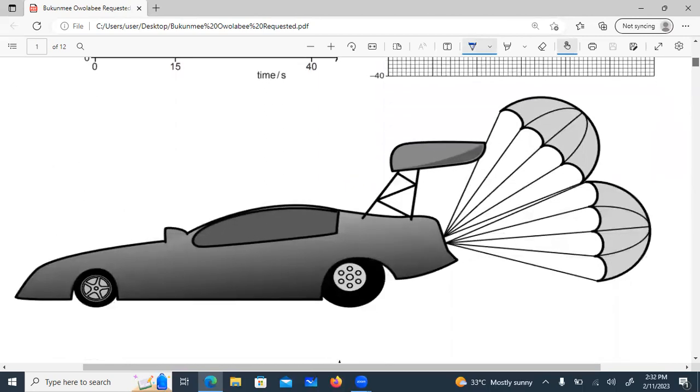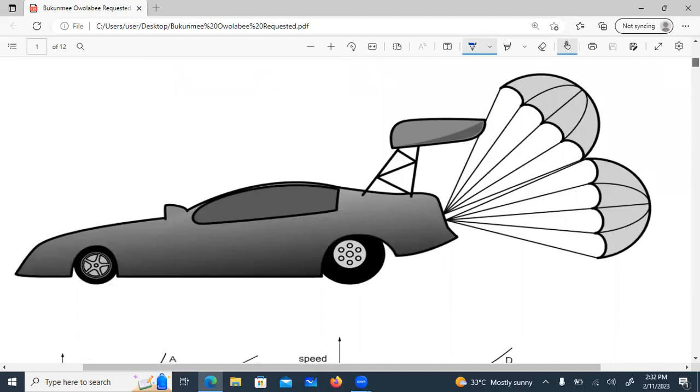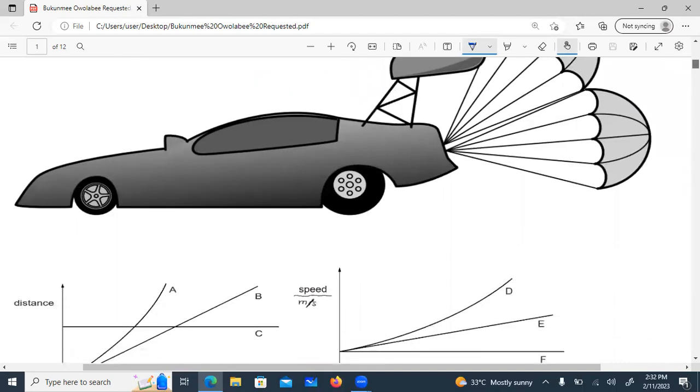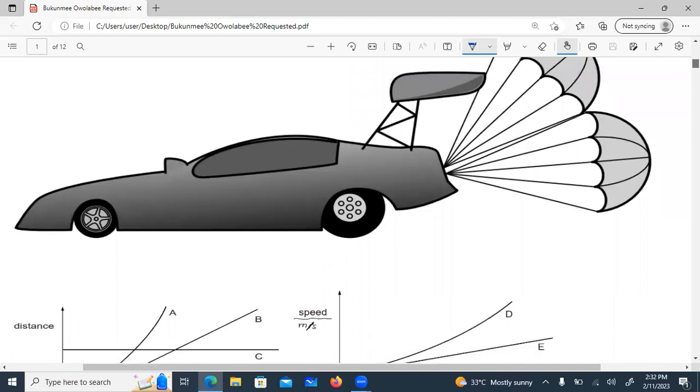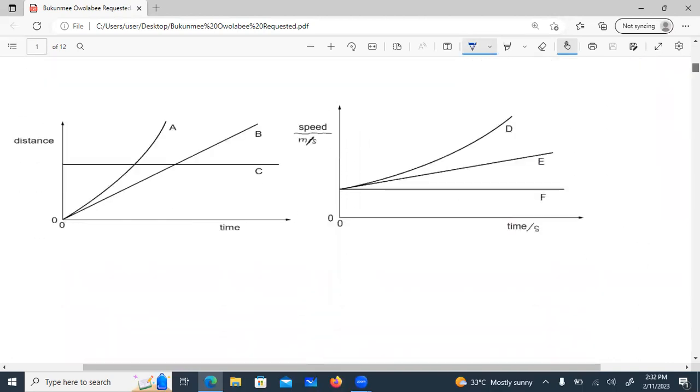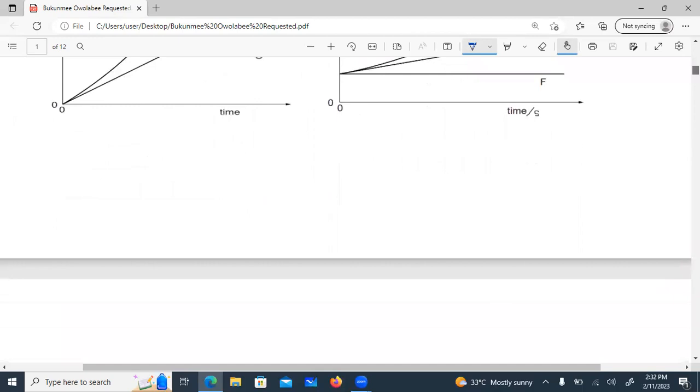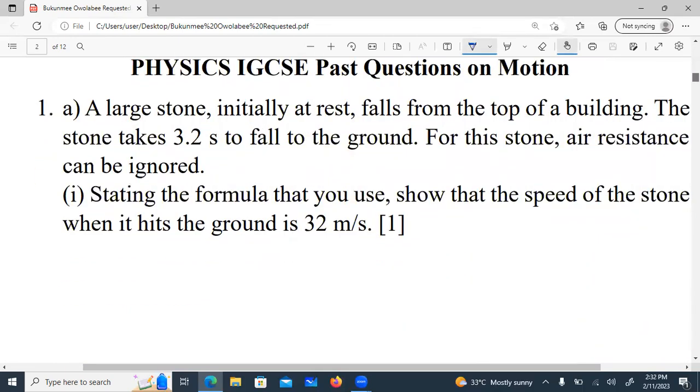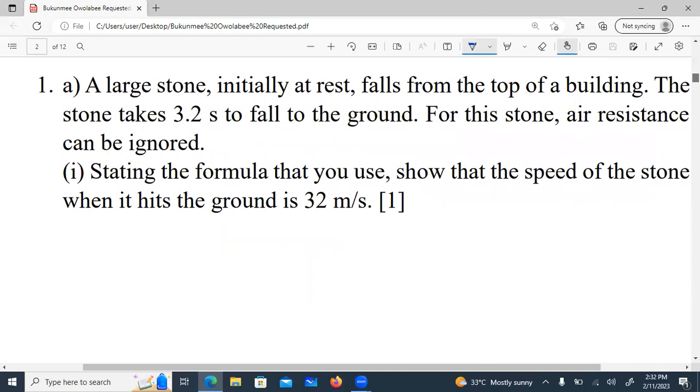So we're solving real life examples, like the example of a car that has a parachute attached to it. And you know the parachute will reduce the speed of the car. Let's go straight into solving the question. IGCSE past questions on motion. Question number 1.